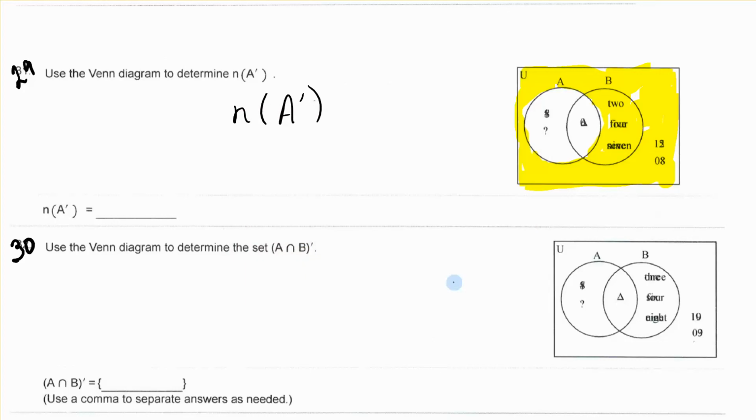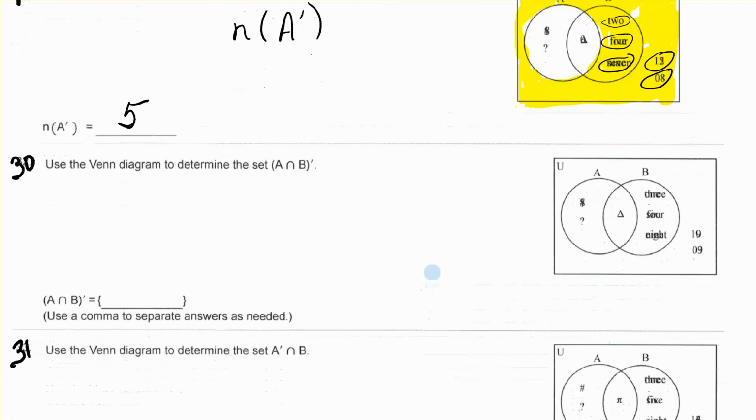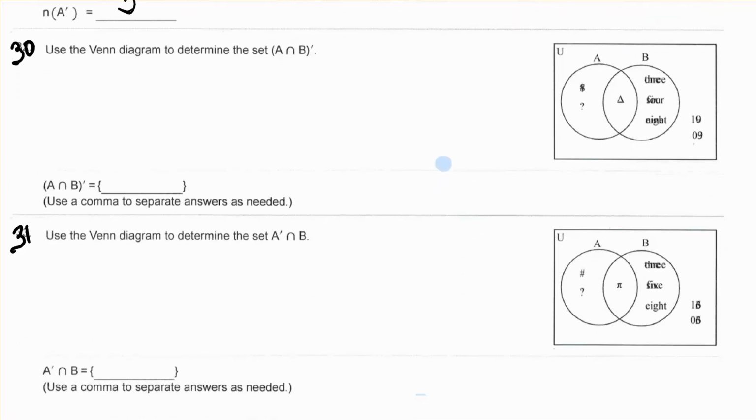So, how many items are in the highlighted region? Well, there's 1, 2, 3, 4. I got 5 again. 5 items not in A. All right, a few more.